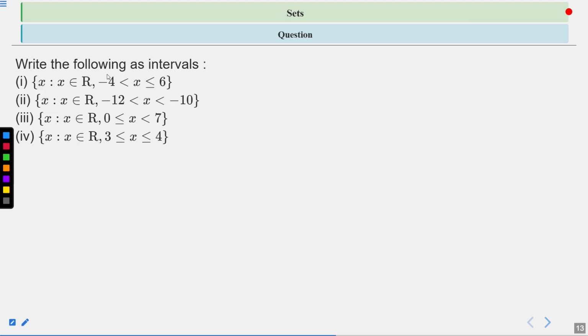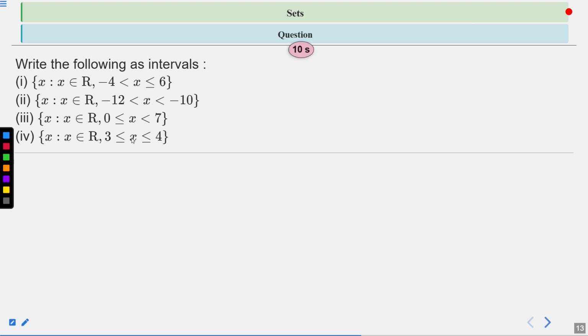Now here we have to write the following in terms of intervals. The first one is the collection of x such that x is from the real numbers and x is greater than -4 but less than or equal to 6. Second, the collection of x belonging to reals, x strictly greater than -12 but strictly less than -10. Third, the collection of x belonging to reals with x greater than or equal to 0 and less than 7. And in fourth, the collection of x belonging to reals and x greater than or equal to 3 and less than or equal to 4.